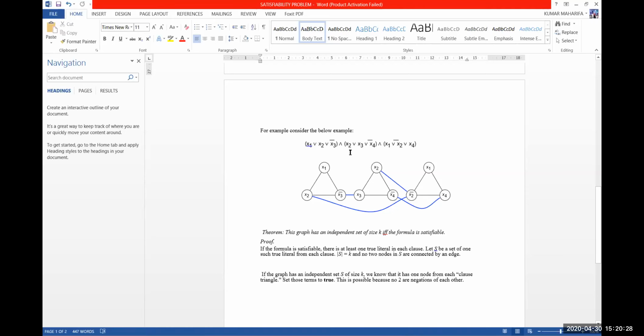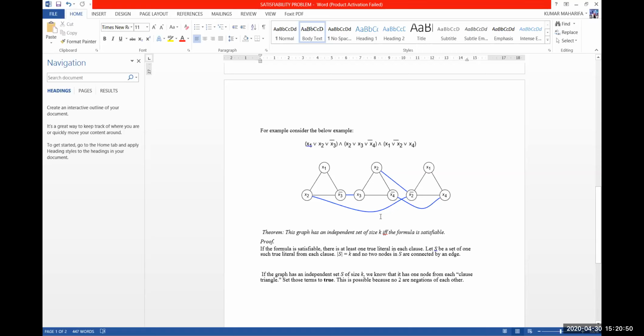So what is the next clause? x2, x3, and x4 bar. And then the third clause. What is the third clause? x1, x2 bar, and x4. Sorry, x4. So now we have reduced our 3-SAT into independent set. We have expressed that in the form of the independent set.